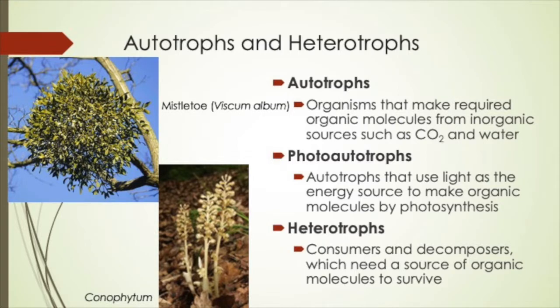Autotrophs and heterotrophs. So here we're going to talk about more of the ecological side of plants, and the side where chlorophyll is based in, why they need chlorophyll. So autotrophs, we know what autotrophs are. Autotrophic, self-feeding, self-fulfilling. So autotrophs are organisms that make organic molecules from inorganic sources such as CO2 and water.